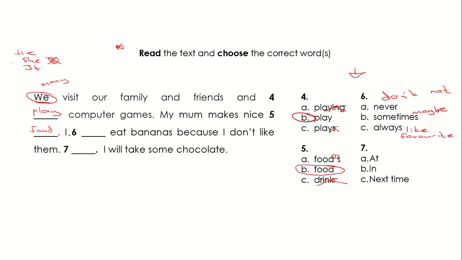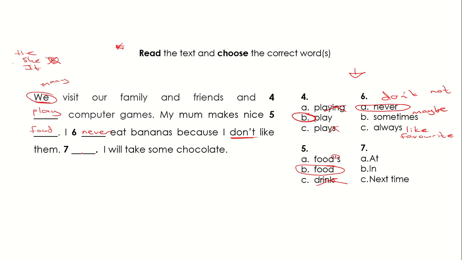So let's look in the sentence what we see. We see I eat bananas because I don't like them. If you don't like them, then you are never going to eat them. So the answer will be A, never. I never eat bananas because I don't like them.